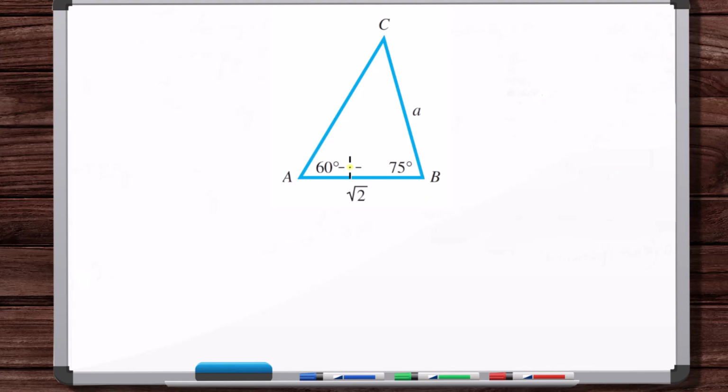But again, so you've got two angles, but that automatically means you've got the third angle as well. So let's get that third angle. You've got 75 plus 60, 135. So now 180 minus 135 is 45. Okay, now the law of sines, you should be able to memorize the law of sines.